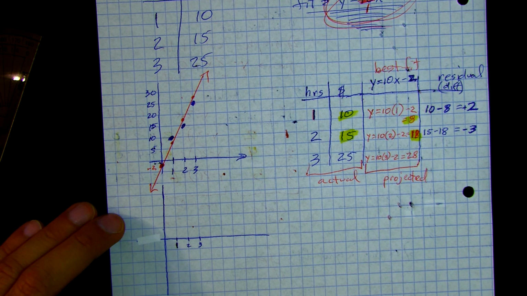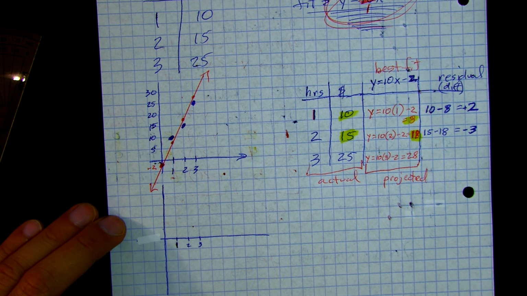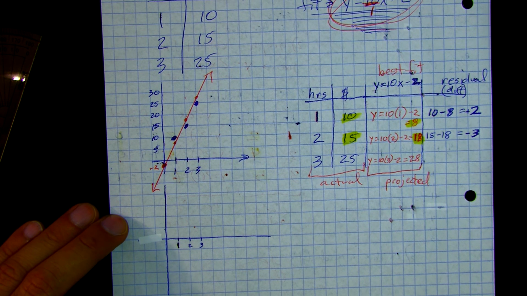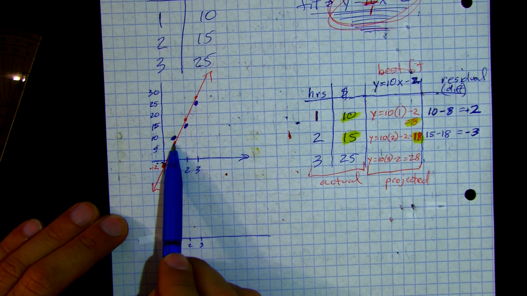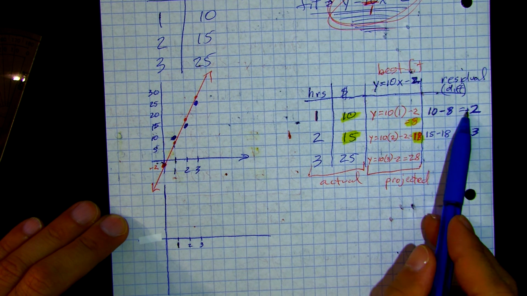And let's just stop to see if this makes sense for a sec. Let's look at our graph again. At hour 1, was I about plus 2 above the best fit line? Here's the best fit line, about plus 2. That makes sense.